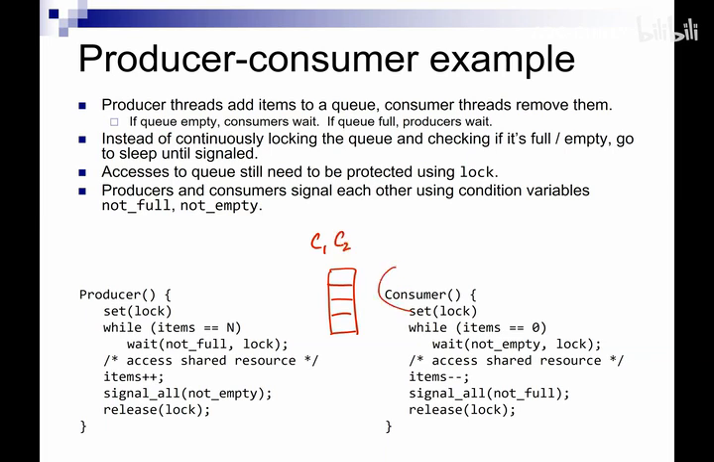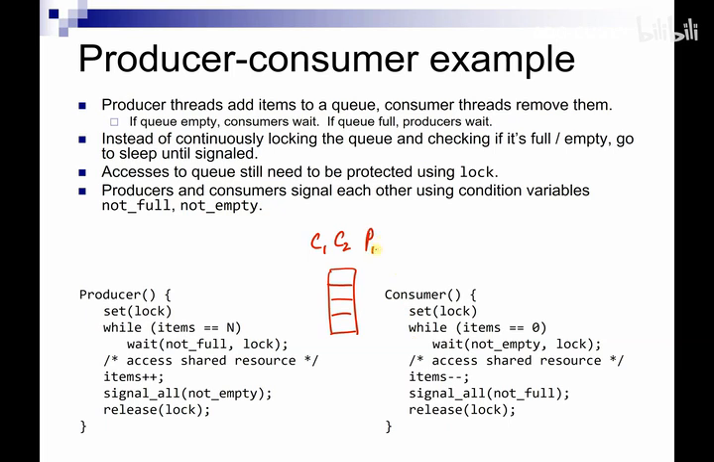So he also sets the lock, right? He also checks whether it's empty or not. It is empty, right? So then this consumer 2 is also going to start waiting, and when he waits, he's going to release the lock. Okay, so then later you could have a producer thread come, right?